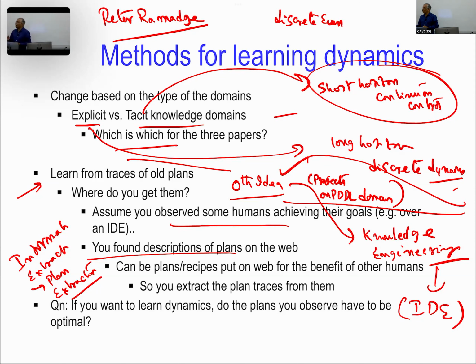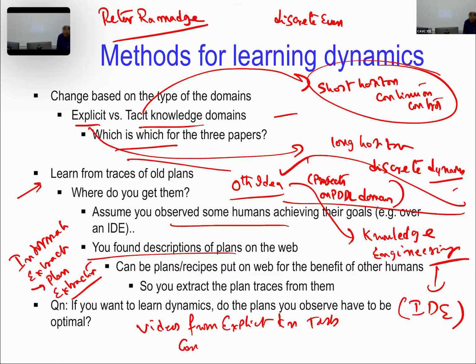than if you show a funny walking robot video and you don't know how the heck to convert it, because we don't even have the vocabulary to convert that behavior into language. Whereas the blocks world stacking is an explicit knowledge task. So in particular, if I show you videos of behavior from explicit knowledge tasks, they can be processed to get plans.